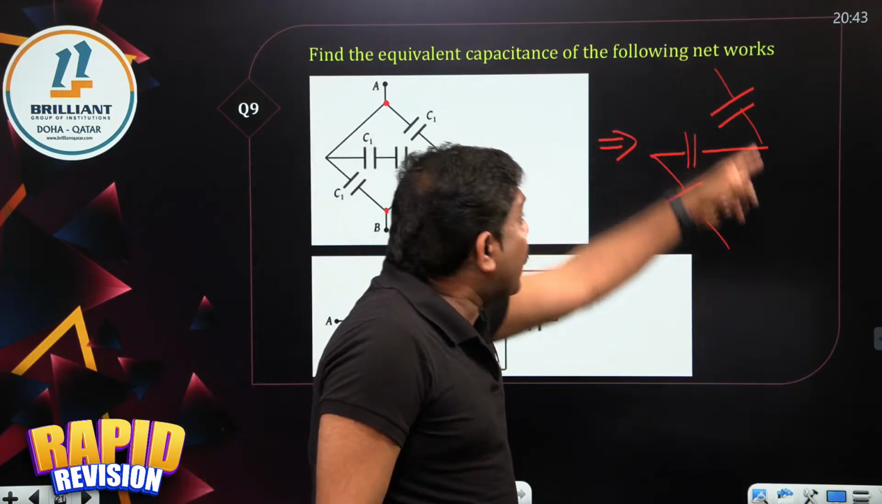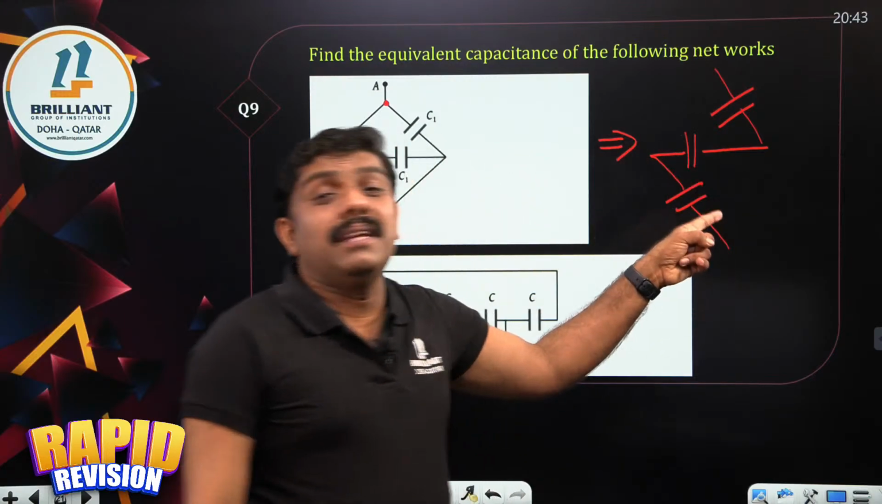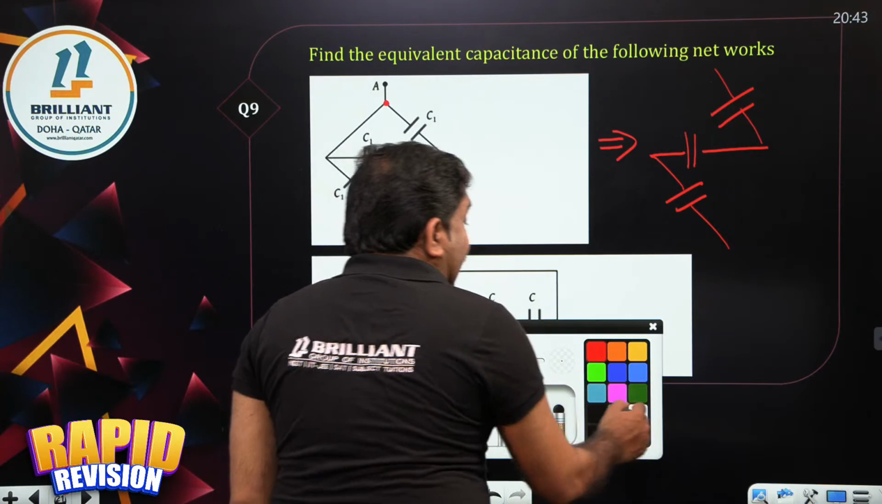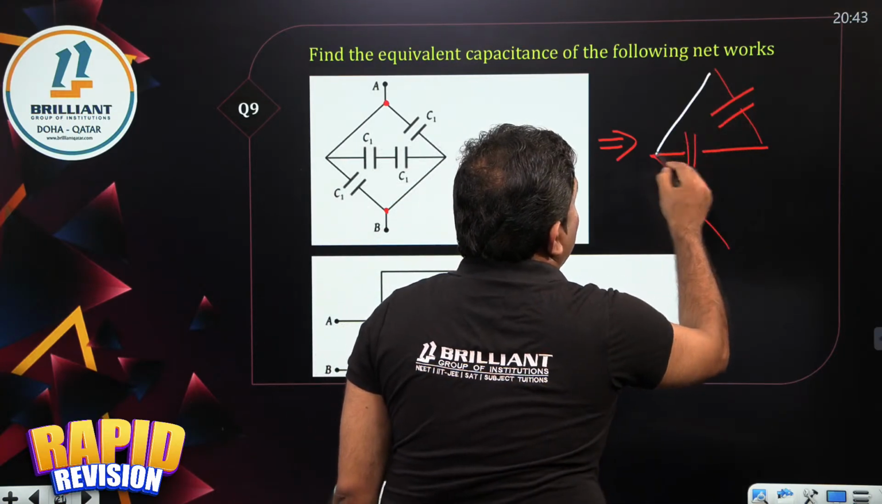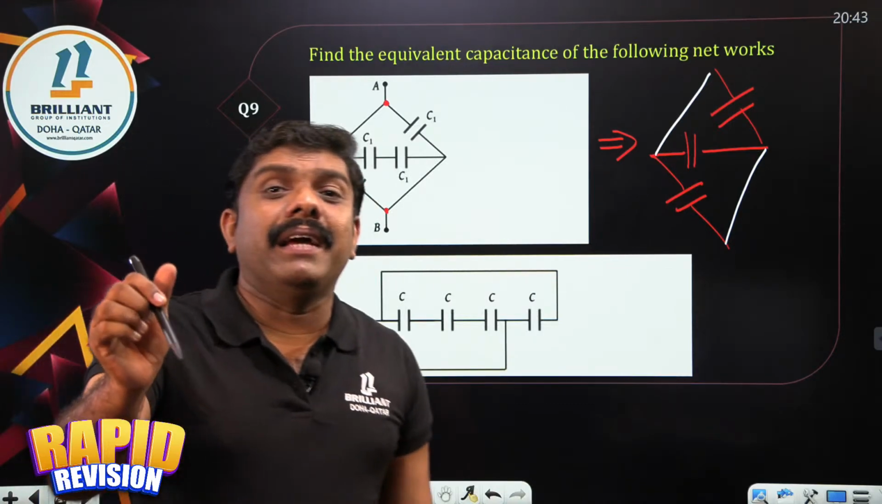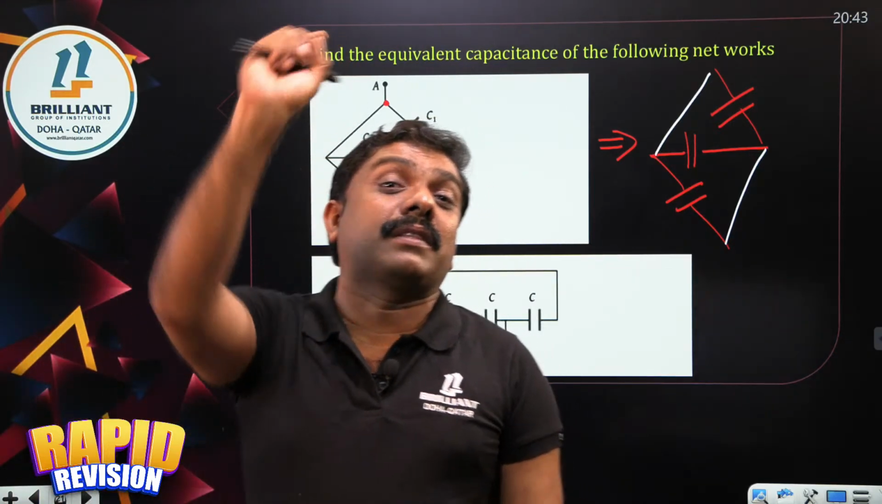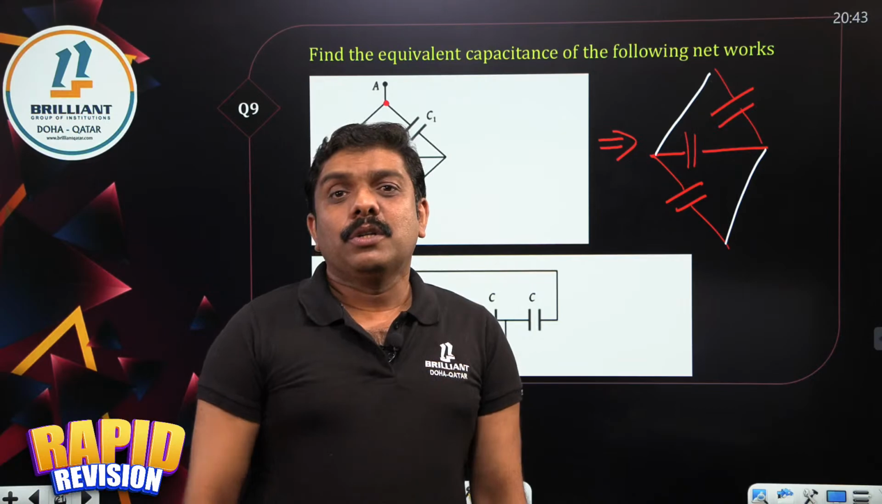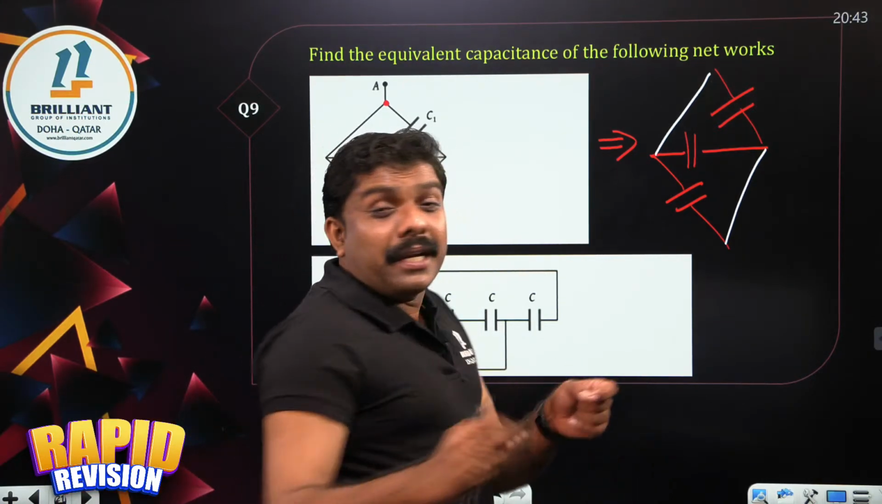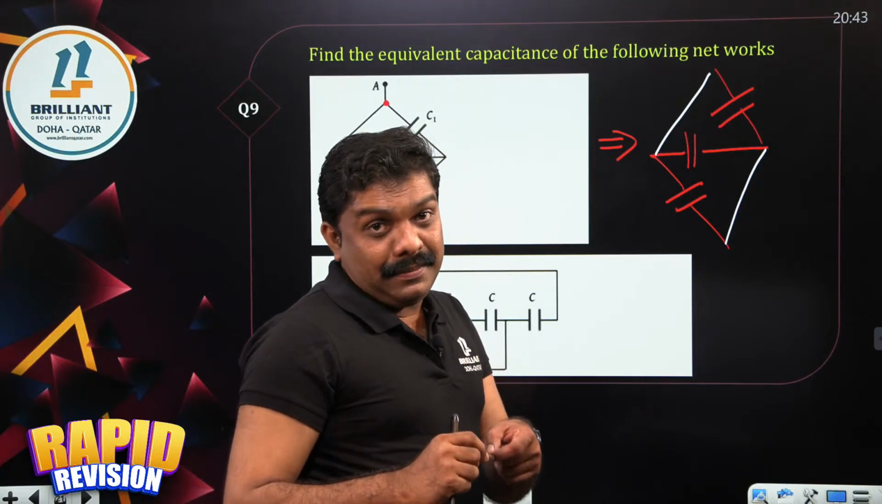If there are no connecting wires, all the three will be in series. But now what I'm saying is they are connected by a wire, like this. Connecting wires are there. So whenever we have connecting wires without capacitance, to find the equivalent capacitance, we use the potential reduction method.